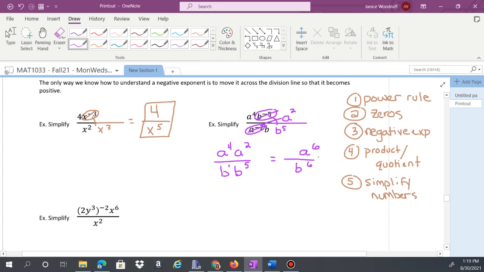Now, even though it has the same exponent, you can't do anything further there. So a is different than b. They're different letters. So a to the 6th over b to the 6th.